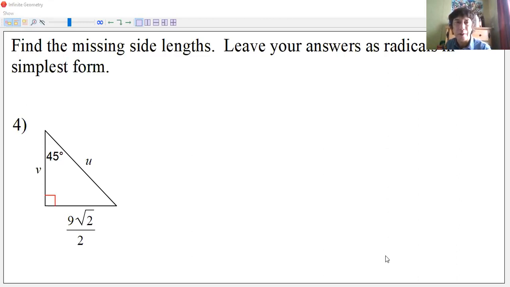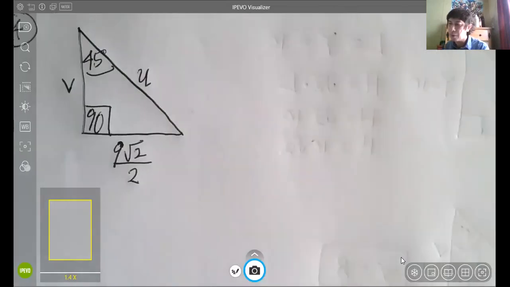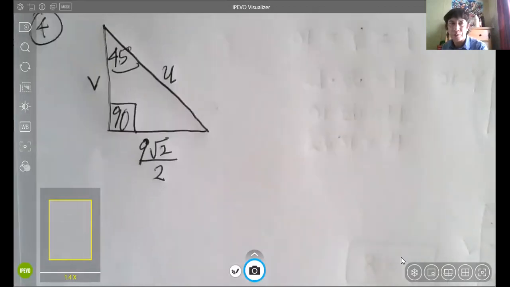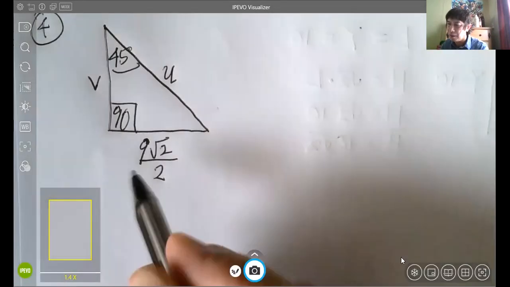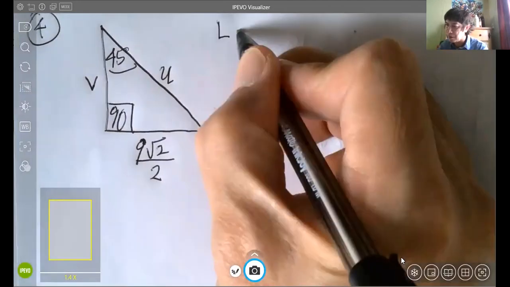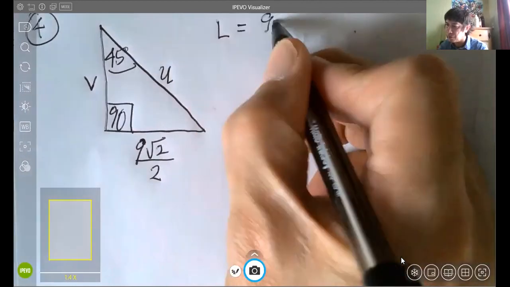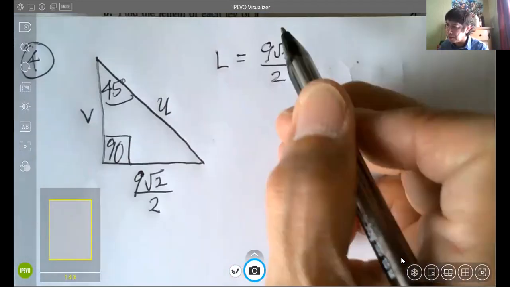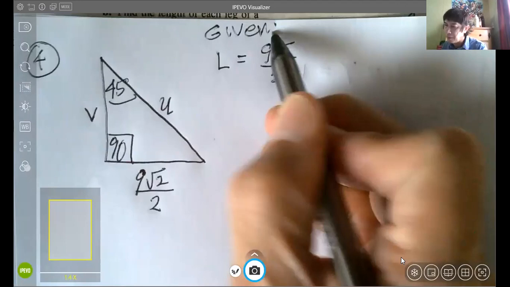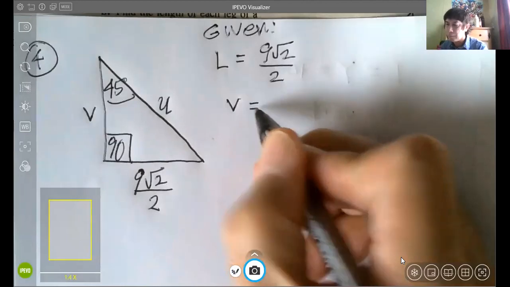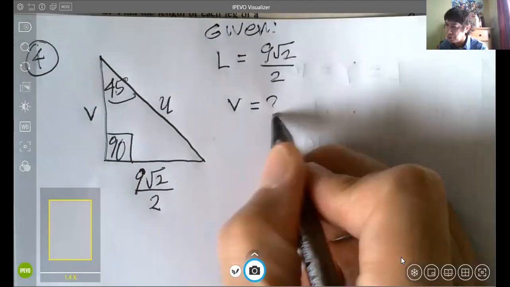Okay, here it is. So this is number 4, for example. Excuse my drawing. All right, so we have exactly what we have in number 4 in the other screen. And you can see the given is a leg. This is a leg, so you may write that, that's a given leg, 9 square root of 2 over 2. So this must be the given for this particular problem. You're asked to get the V, and you're asked to get the U, which is the hypotenuse.